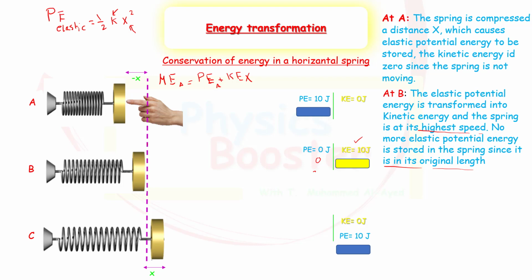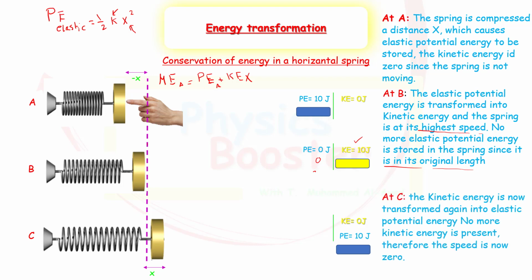In this moment, there is no velocity. It's not moving, but the spring is stretched. So therefore, we will have elastic potential energy again. The kinetic energy is now transformed again into elastic potential energy. No more kinetic energy is present. Therefore, the speed is now zero.